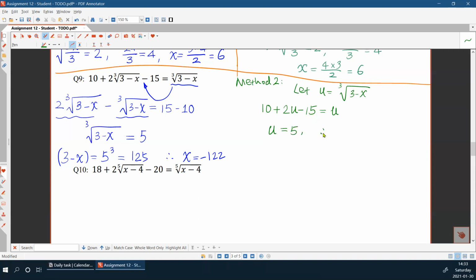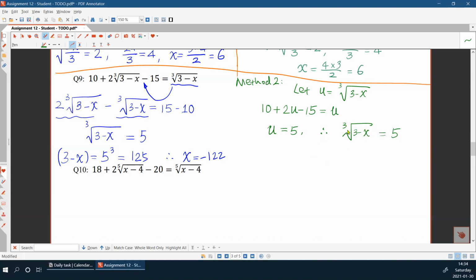Right? This means what is u now? We are not done yet, right? Because the original question asks us to solve x, not u. So we're not done yet. So what is u here? U is actually cube root of 3 minus x. Okay, u is 5. That means cube root of 3 minus x is 5, right?